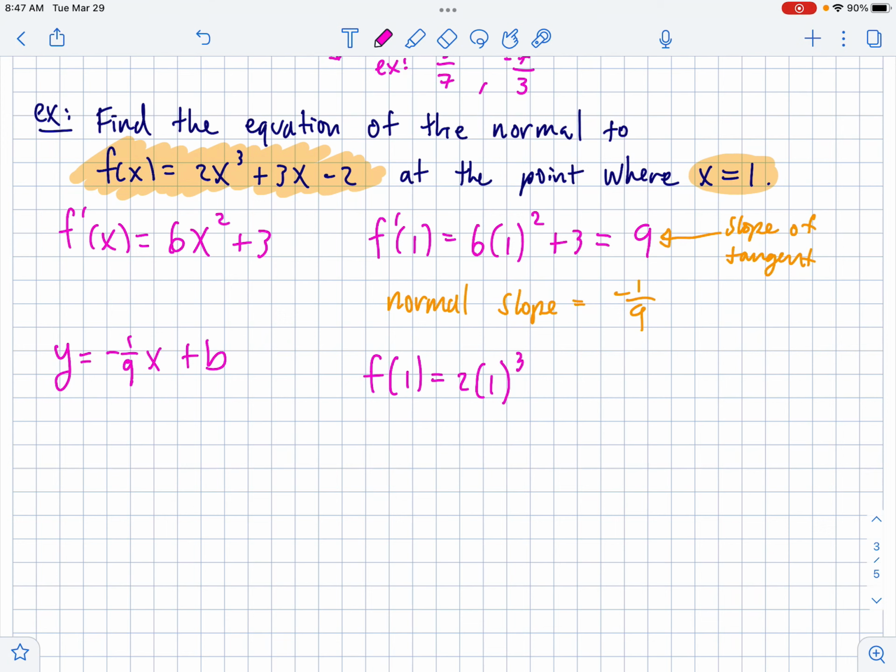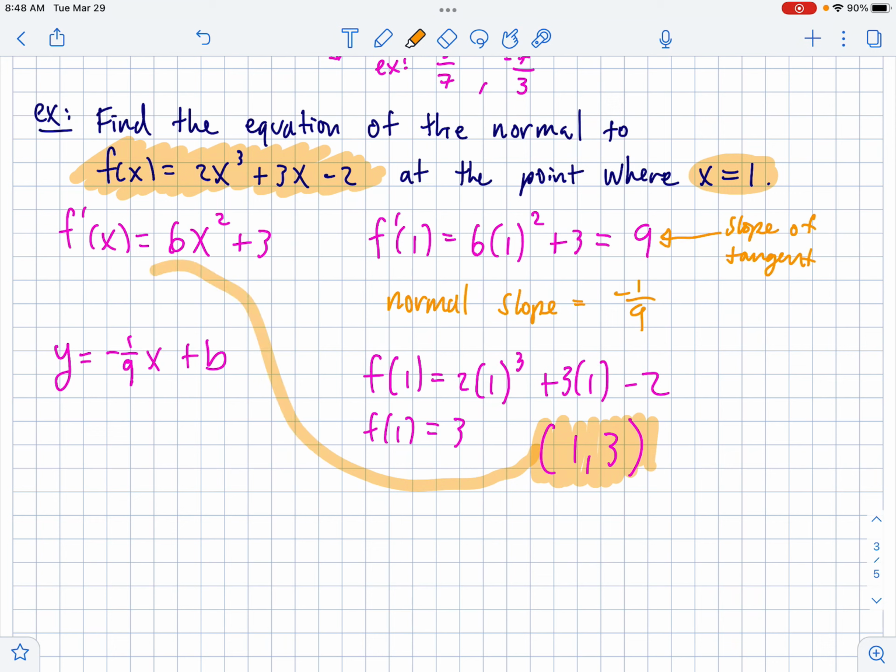So we'll need f of 1, which is 2 times 1 cubed plus 3 times 1, take away 2, which is 2 plus 3 minus 2, so that's 3, I think. Yeah. So f of 1 is 3, which means the coordinate that the normal touches is 1, 3. So then we're going to take this and plug it into this guy right here.